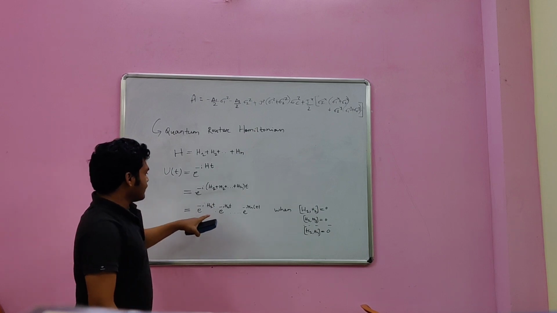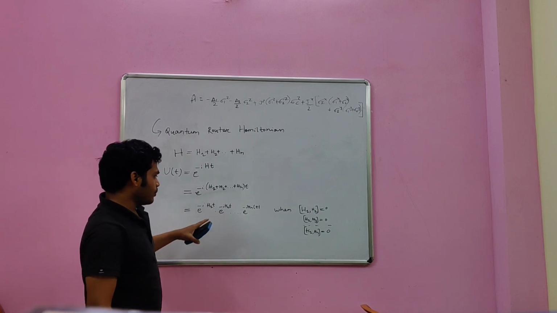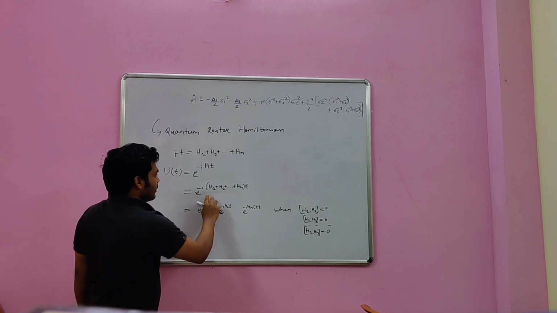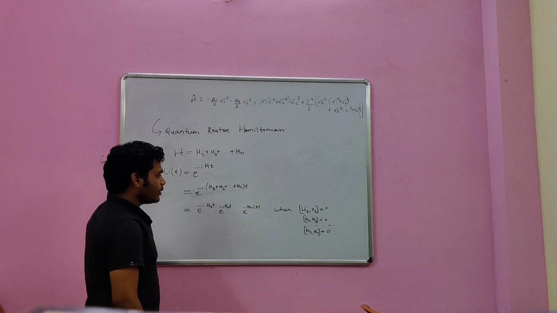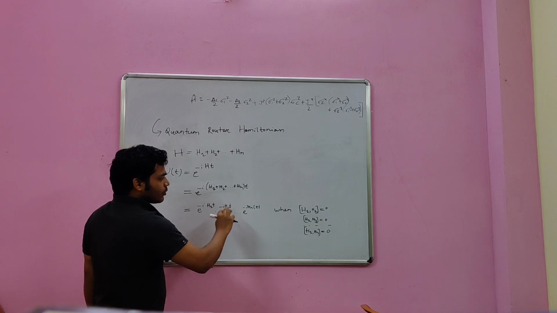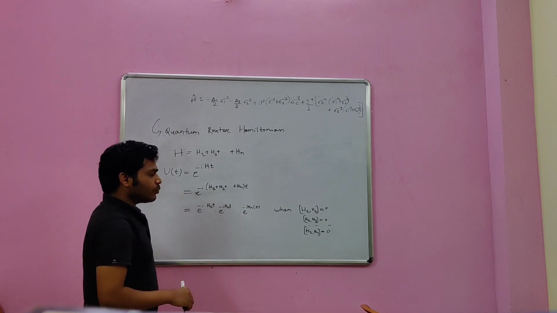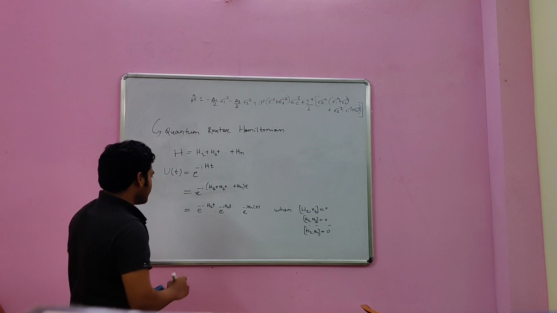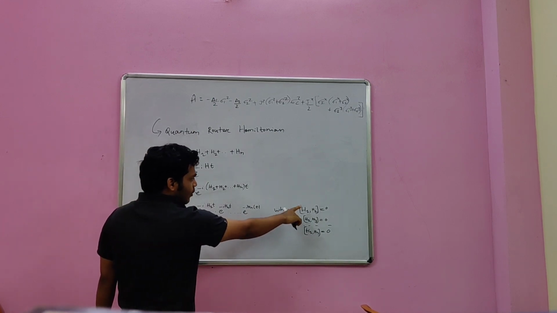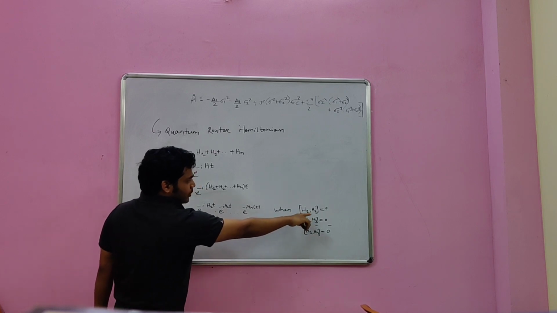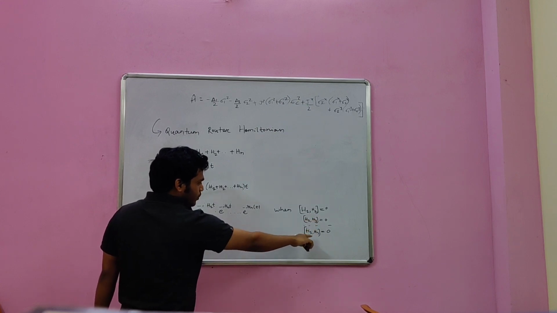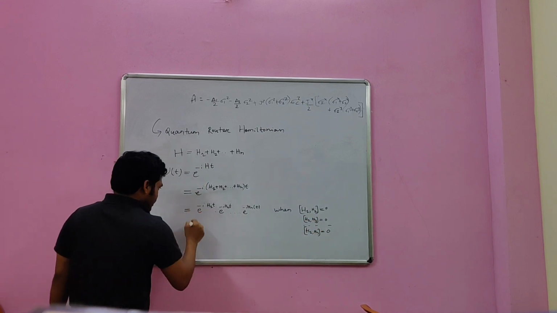So this expansion is not always true. When H1, H2 and all the terms commute with each other, then we can write the expansion as follows. But when the terms do not commute, when H1, H2, H3 do not commute, we can't write it like this. So for that we use Trotter decomposition. So what is that? If the commutator of H1 and H2 is not equal to 0, up to H1 and Hn not equal to 0, then we can write this term as follows.